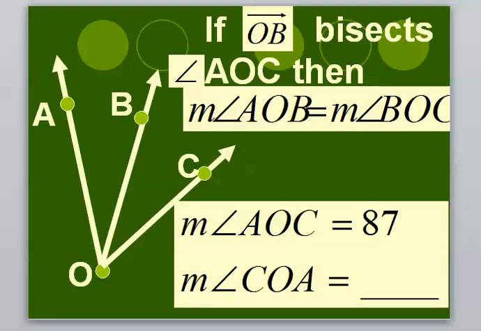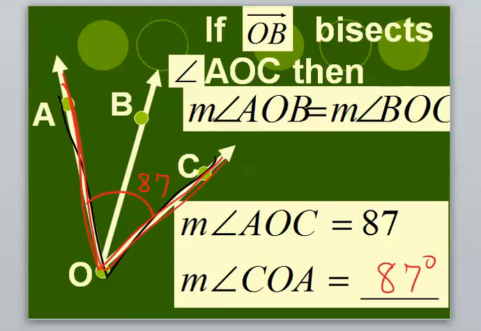Number 3, same picture. If ray OB bisects angle AOC, then the measure of angle AOB equals the measure of angle BOC. They're going to give us a measure to start with. The measure of angle AOC, the whole large angle, is 87. And again, in your book, they'll do one large arc across and tell you that the entire thing is 87 degrees. They're asking for the measure of angle COA, so I'm going to trace that in red, COA. That's just the large angle written with the letters in the other direction, so it's also 87 degrees.